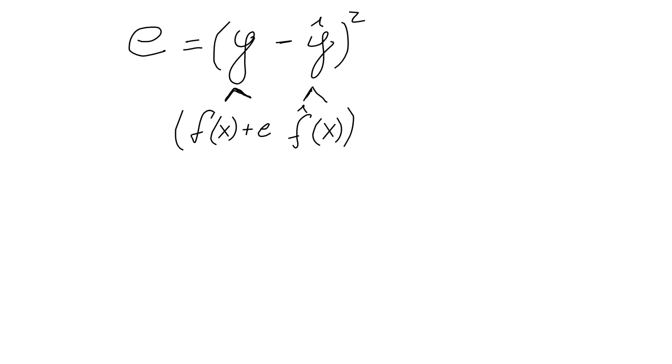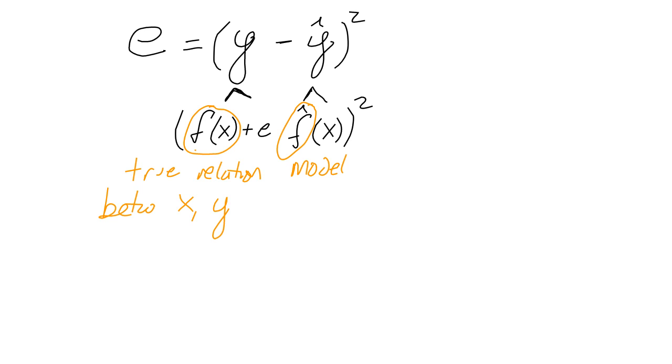We have an incompatibility, right? So just to help you define these things, this is the true relationship between our inputs, x, and our outputs, y. And it could be totally nonlinear, highly confusing, completely unknowable. And this is our model of that relationship.